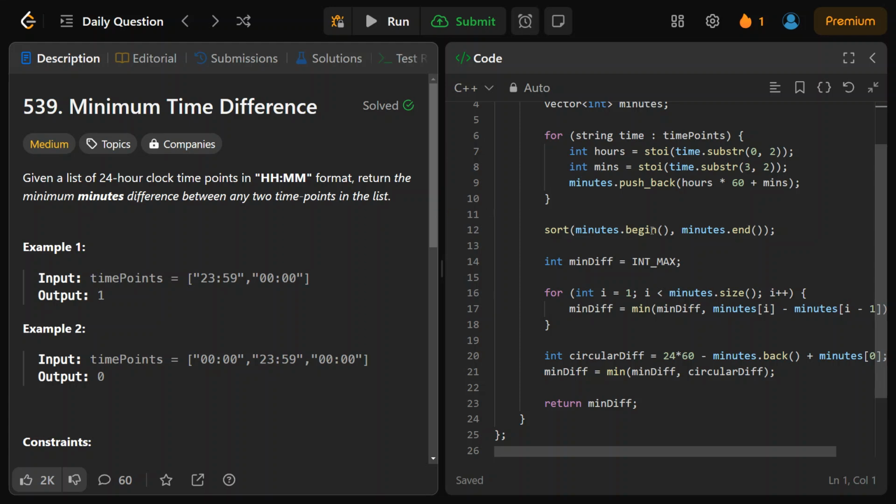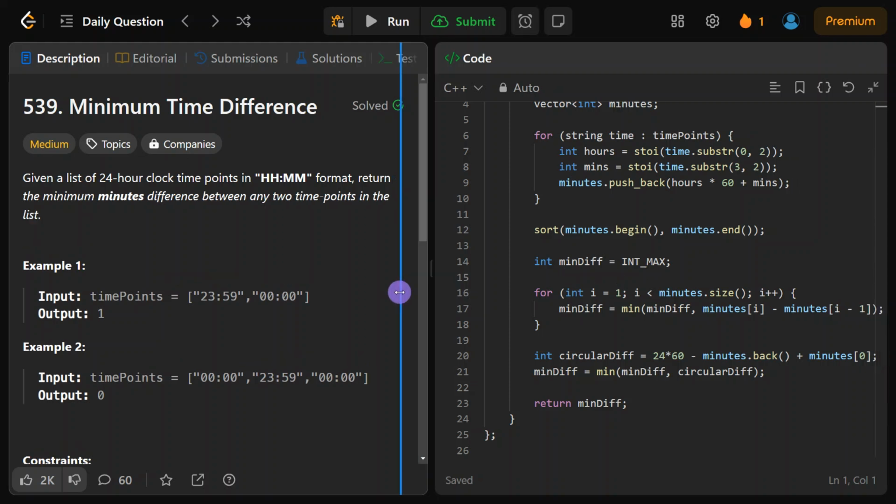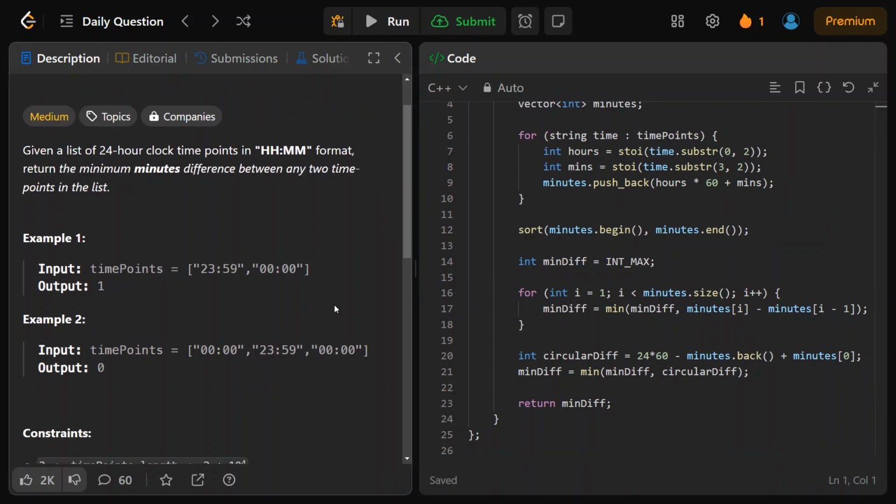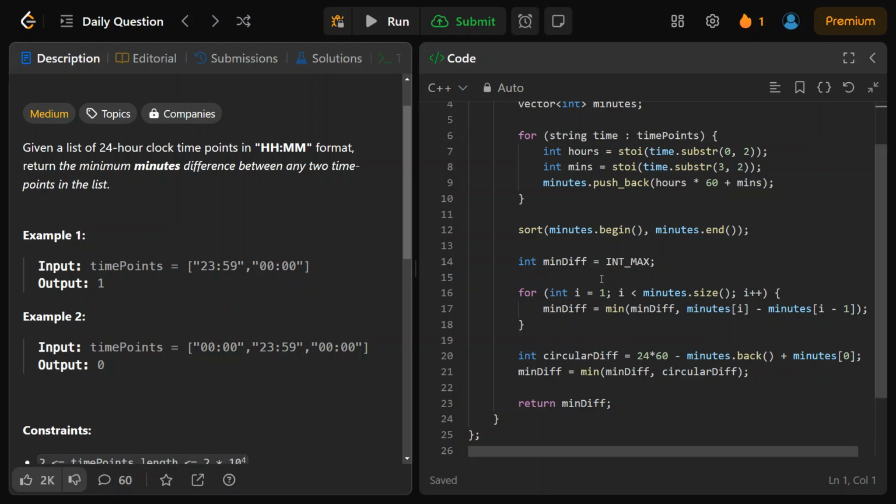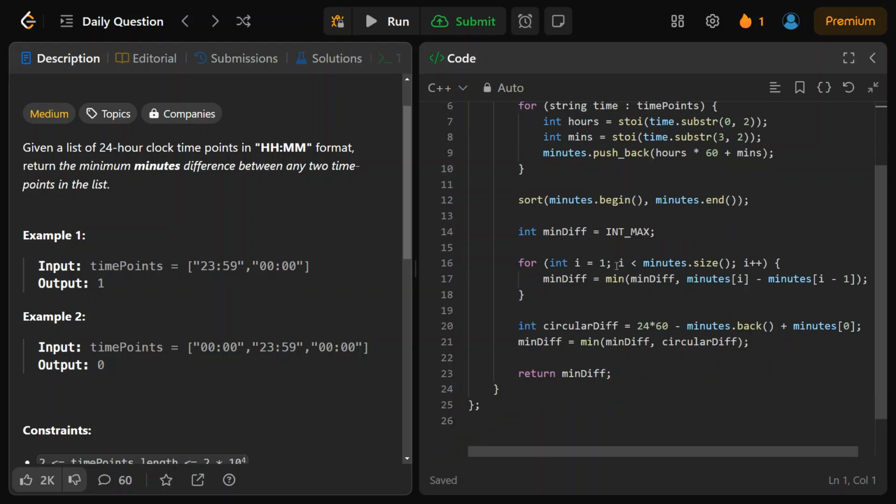The benefit of sorting this minutes vector is that if the values are in ascending order, then the adjacent two values will have the minimum difference. That's why. So here I have taken this min difference variable. It initially contains the int max value. In this I will store our minimum difference between the two values. Now I will iterate through this minutes vector.